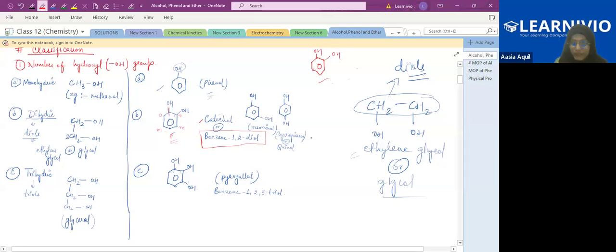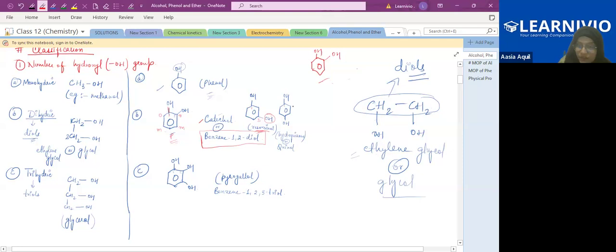Second one, if this is the ortho position, now the other hydroxyl group is attached to the meta position. One is on the first position and one is on the third position, which is the meta position. So this molecule is known as resorcinol. Just remember the name of this, this is important. Benzene 1,3 diol is known as resorcinol, but benzene 1,2 diol is known as catechol.